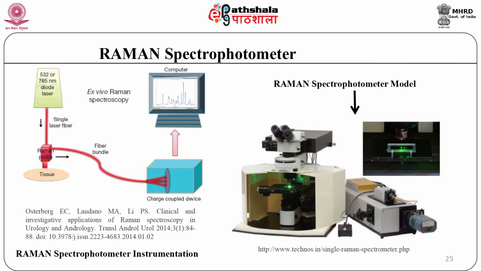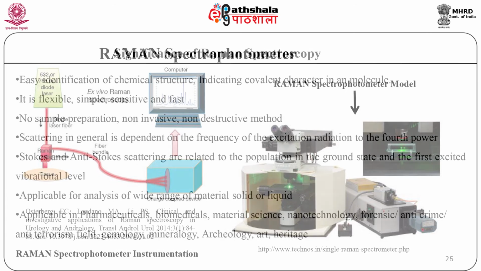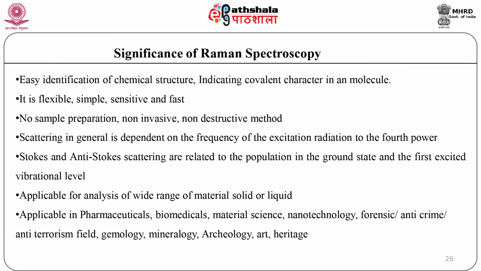Rayleigh scattering is about 10⁵ times stronger than Raman scattering. NMR. NMR is a powerful tool to determine organic structure.